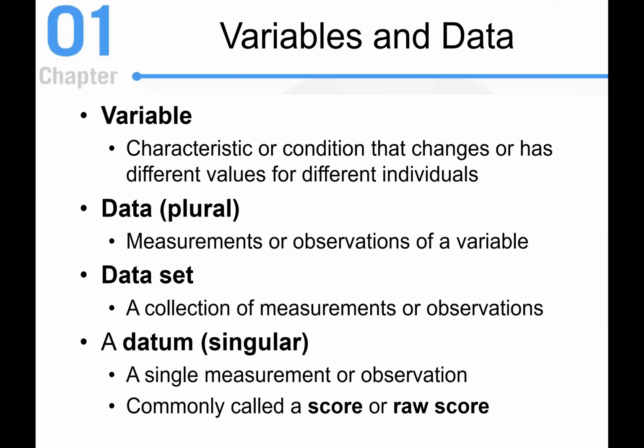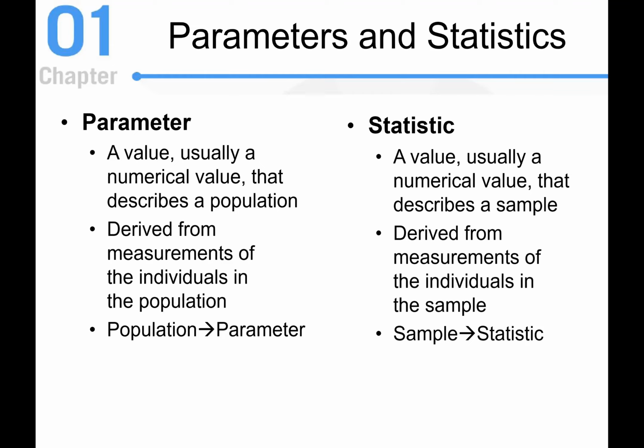All right. The term that we see most often instead of the term datum, and what you'll see in your textbook almost exclusively, is going to be the term either score or raw score. All right. So when I take a measurement of a particular individual, what I get is going to be their measurement score or what's called a raw score.